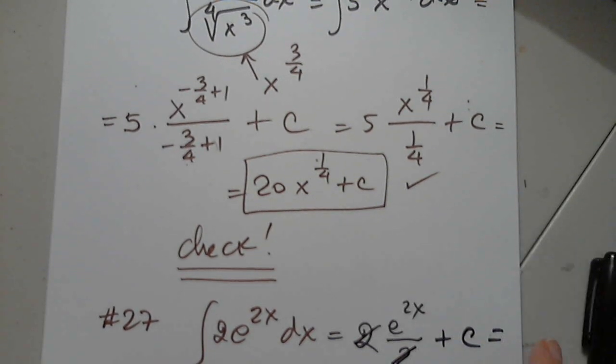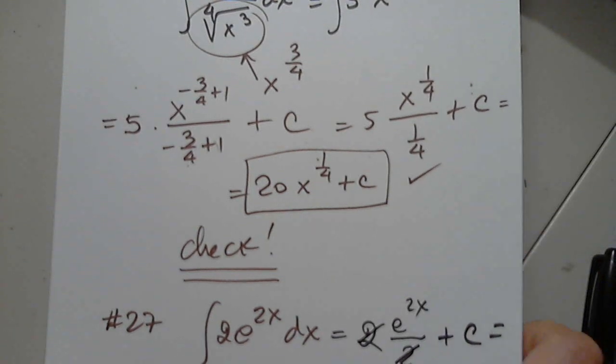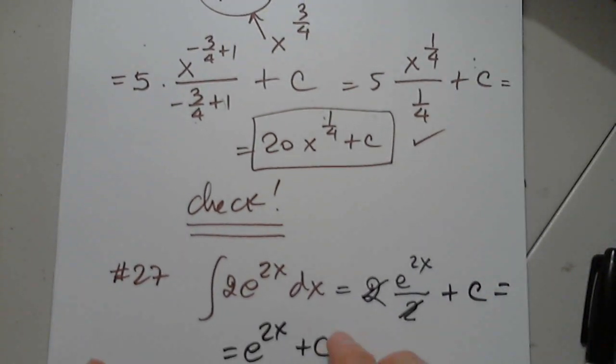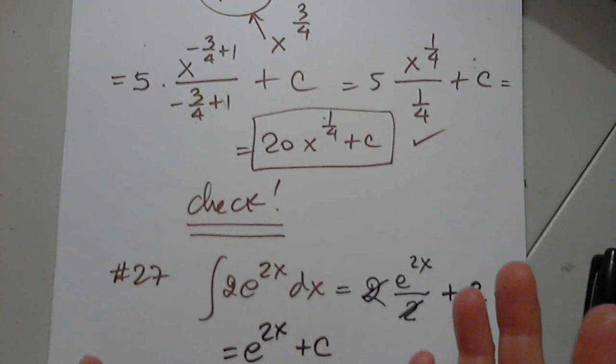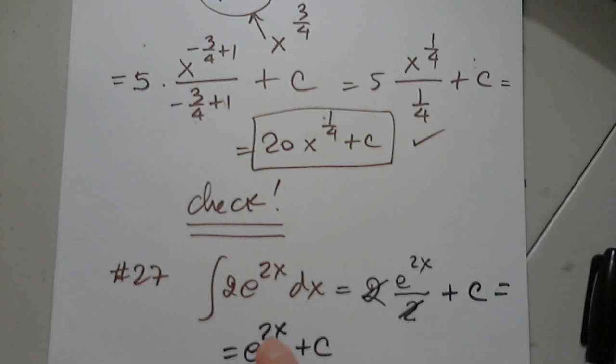You can say, how do I know this is correct? Very easy to check. When I differentiate this, c prime is 0. When I differentiate this, I have e to 2x times the inner function prime.